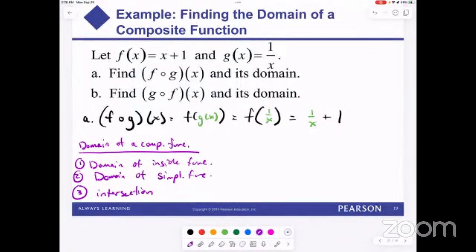If we're going to do that, first let's find the domain. In this case, our inside function for part A is g, so we need to find the domain of g. g is the reciprocal function, 1 over x. In general, the domain of a rational function is all reals except any x that makes the denominator 0. So the domain of g is everything except 0. That's the domain of the inside function. Next, let's find the domain of the simplified function.